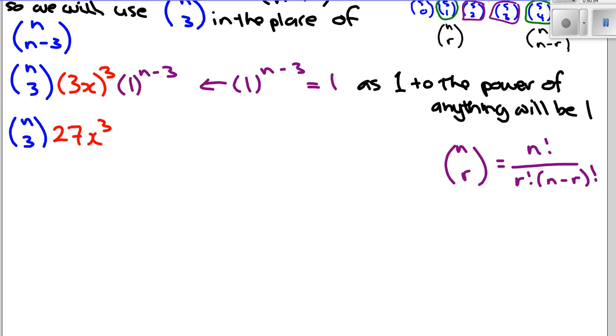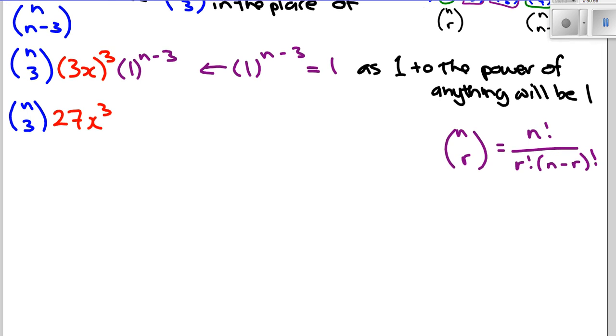So n factorial, you might remember back to lesson 2, you came up with a good expression for n factorial. It'll be n, n minus 1, n minus 2, n minus 3, n minus 4, and so on. Maybe I'll do one more.